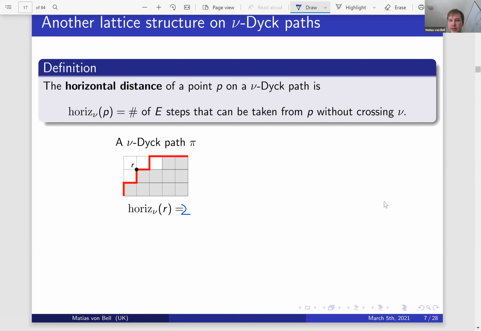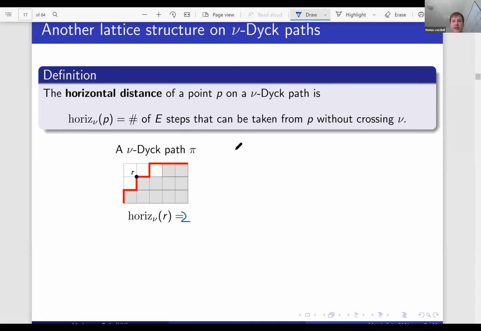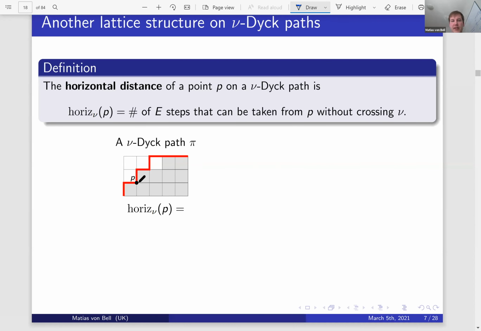Is there a question? Yeah, cool, awesome. And so this one's 2, but if we had a point P down here, this one would be 0 because we can't take a single step.